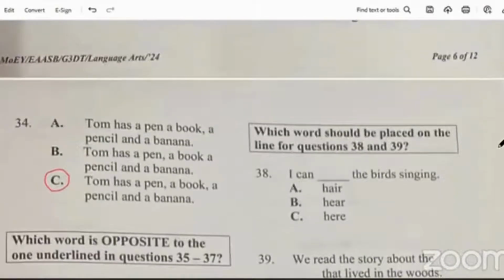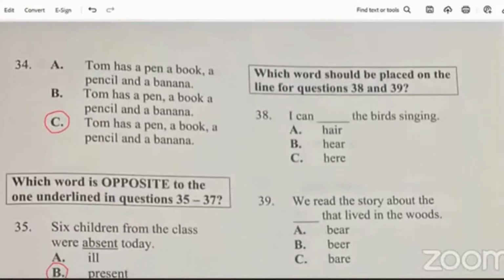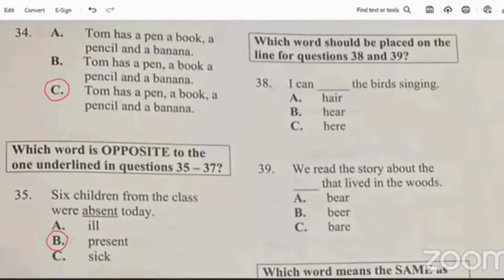All right. Question 38. It says, which word should be placed on the line for questions 38 and 39? I can blank the bird sing. Is it hair, hair, or hair? Correct spelling for that word would be B, H-E-A-R. Question 39. We read the story about the blank that lived in the woods. Is it bear, bear, or bear? They all sound the same, but the correct spelling for the animal that lives in the woods would be A, B-E-A-R.